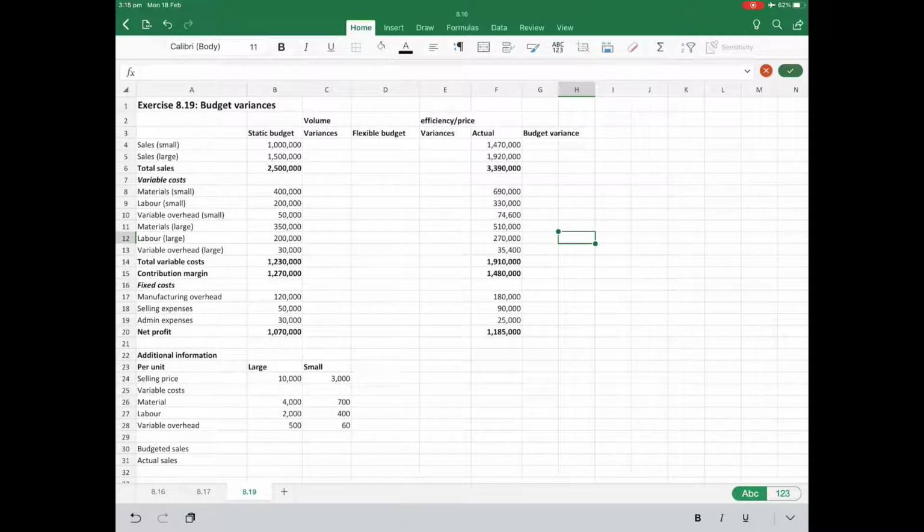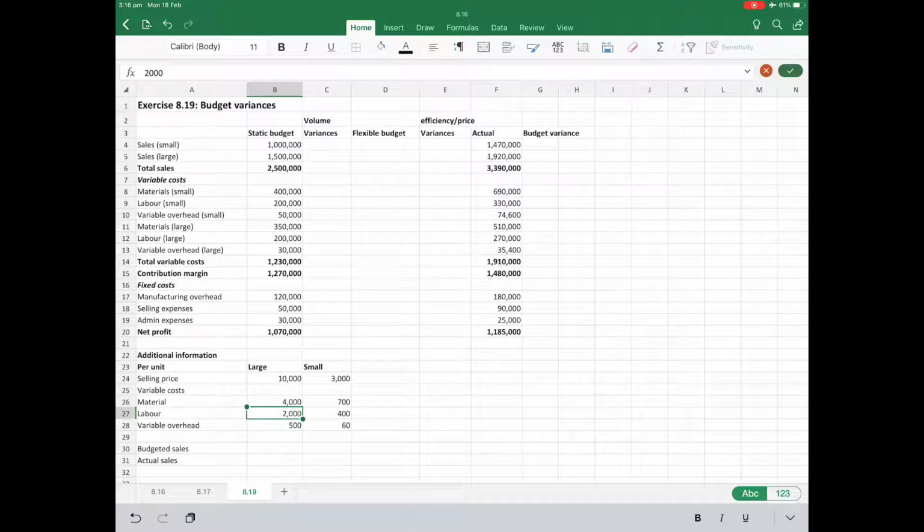So I have input all the data about the static budget and the actual figures, as well as all the additional information about the selling price per unit and the variable cost per unit for two products, large and small. Okay, now the first thing we have to notice is that in order to prepare the flexible budget, the first question asks you to complete this variance analysis table. And you see that in order to calculate the volume variance, the efficiency or price variance and the budget variance, we need to know the flexible budget.